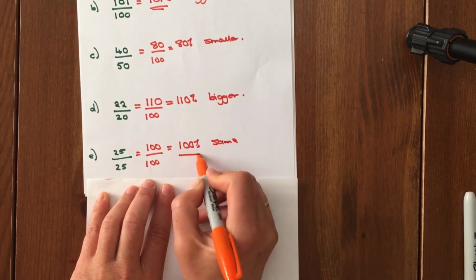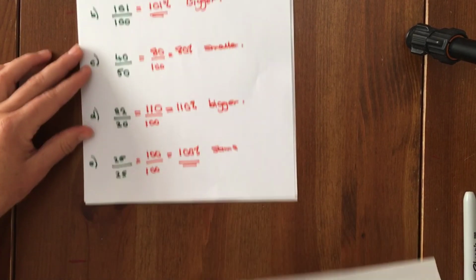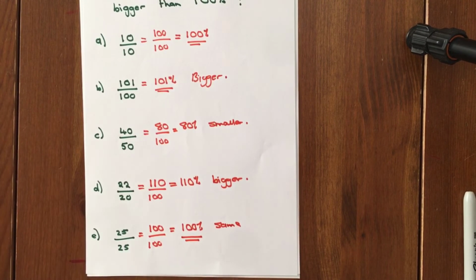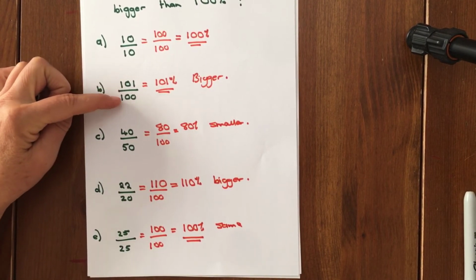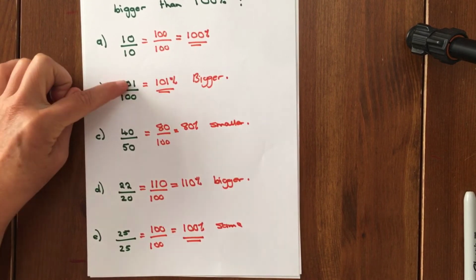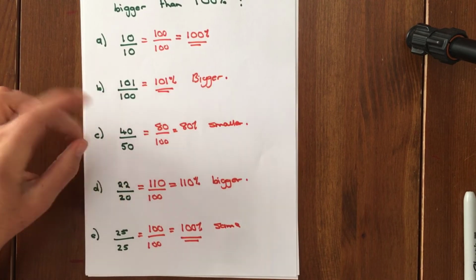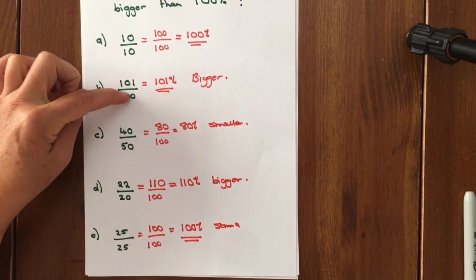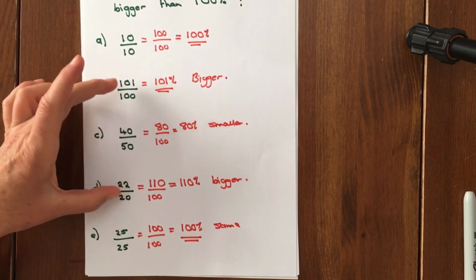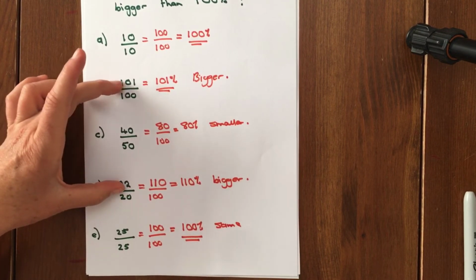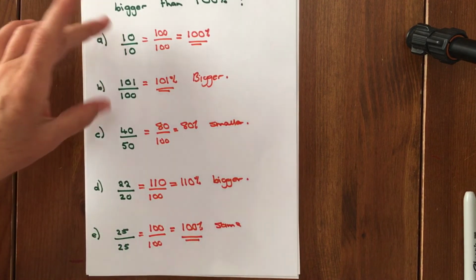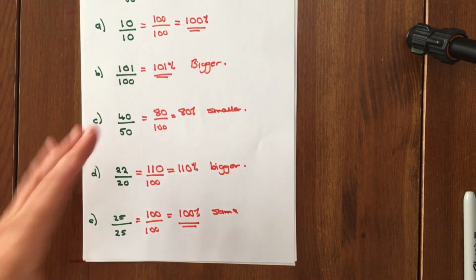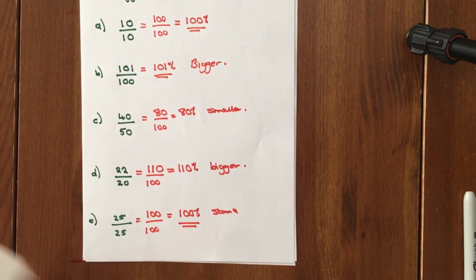So it is 100%. So if we look at these 4 fractions, we notice that if the numerator is bigger than the denominator, so for this one and this one, we know it's bigger than 100%. If they are the same, for example, these two, well then we know it is exactly 100%.